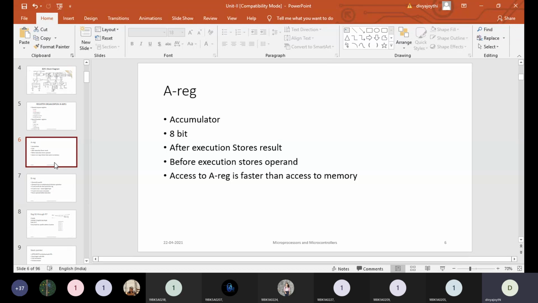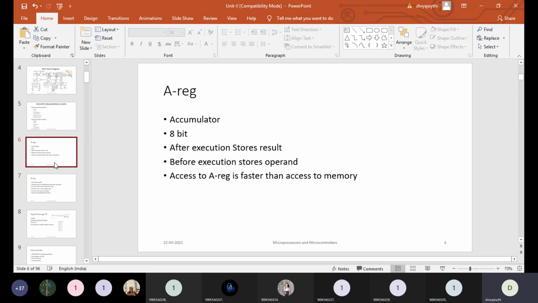If you are not specifying any register to store your result, the final result also, if you're not specifying where that result is to be stored, by default the result will be stored in the accumulator only. So after the execution of a program, the result will by default be stored in the accumulator.